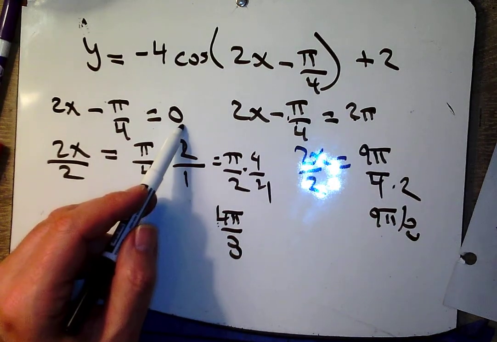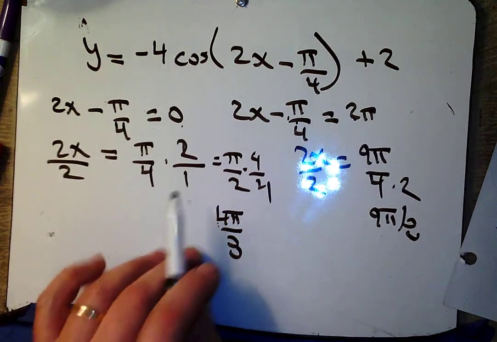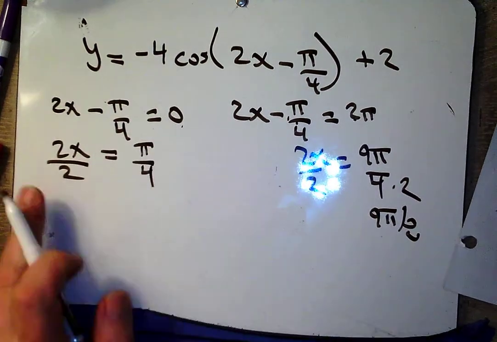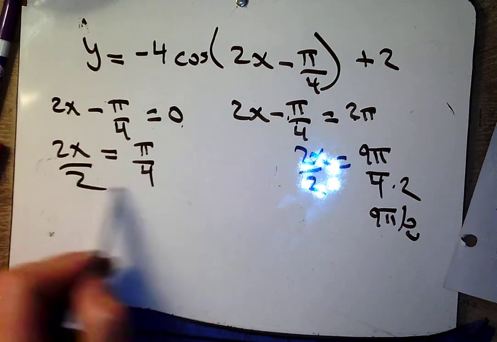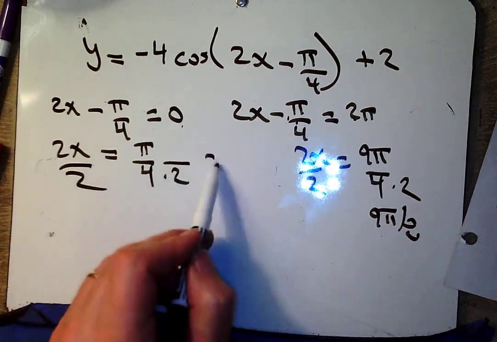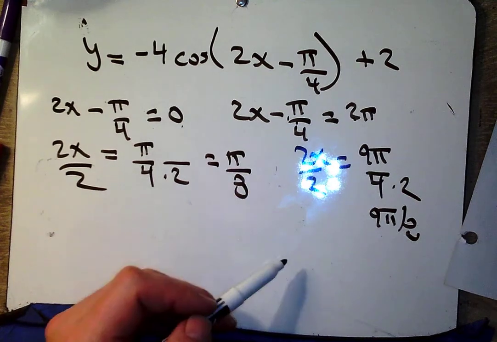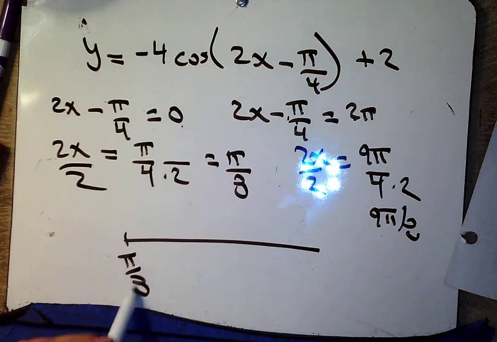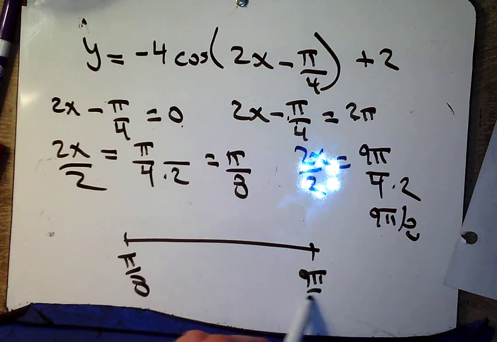Pi over 4. No, that shouldn't be. I've got a mistake here. Let's check it out. We've got this. Divide by 2. I'm going to get pi over 8. Oh, yes, that feels much better. So my graph starts at pi over 8 and ends at 9 pi over 8.